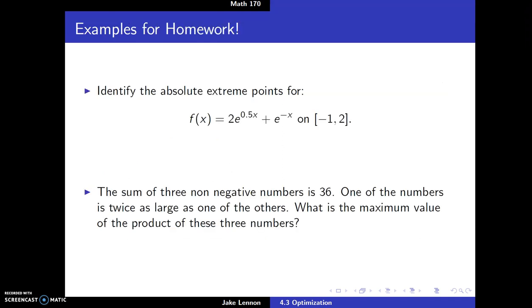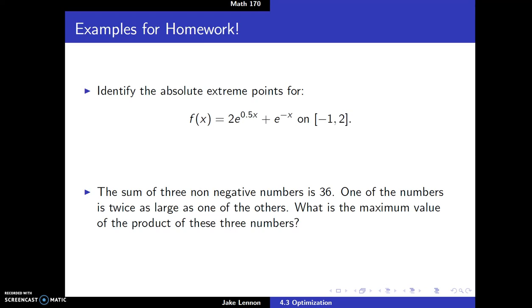All right, so the two problems I want you to work on, that I would also like to see an honest effort for, is this first one. Find the absolute extreme points for the function f of x equals 2 times e to the 0.5x plus e to the negative x on negative 1 to 2. Again, you can solve this one by hand, so it just requires a little algebra. It's not so difficult. You just need to remember the derivative rule for e to the kx is k times e to the kx. And that should be enough to get you started.